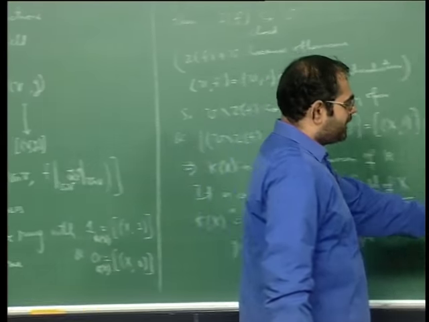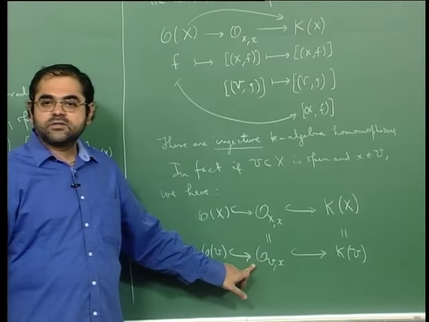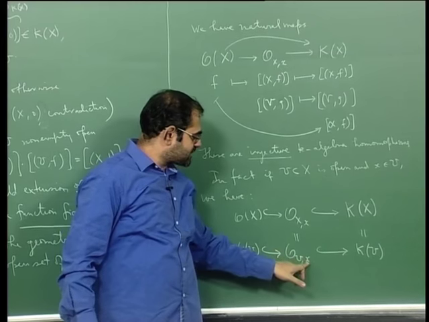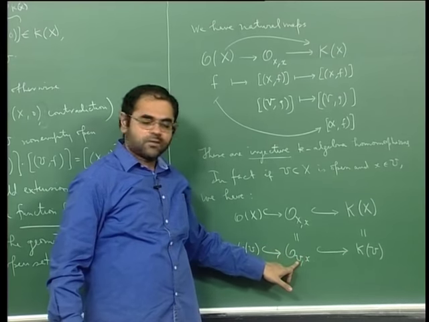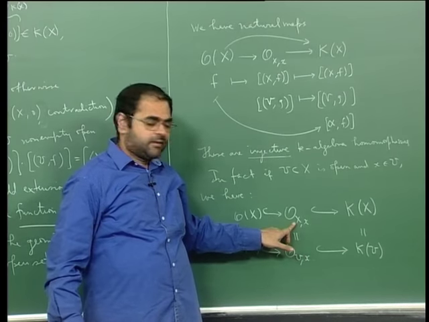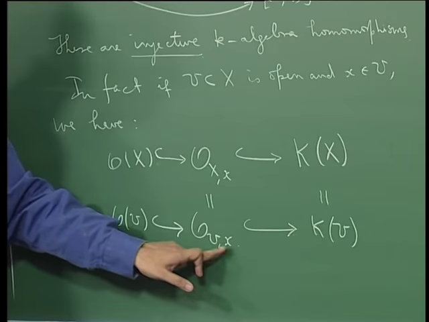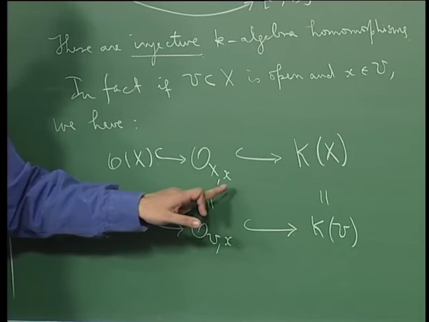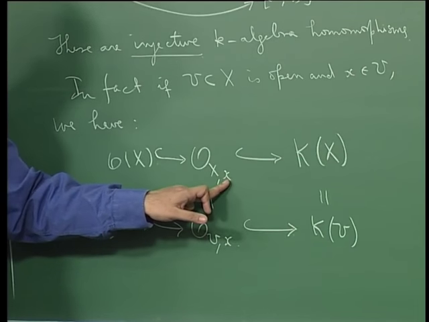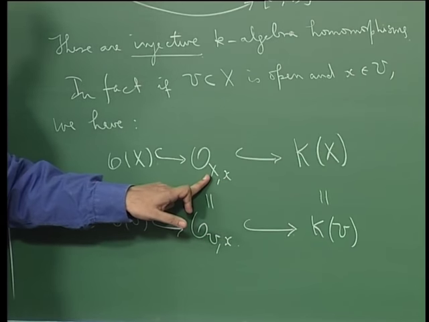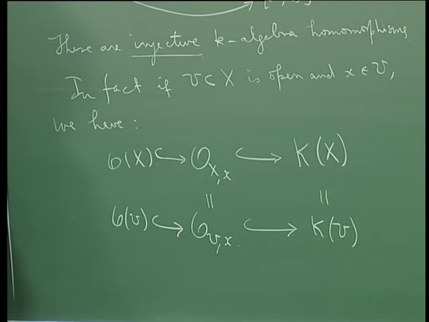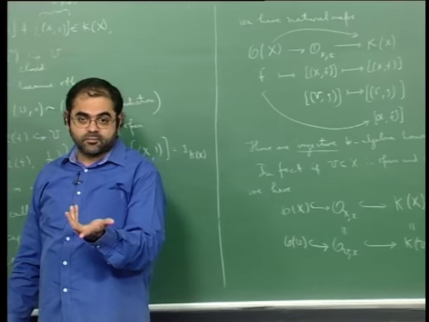Okay, and the local ring at a point also depends only on a neighborhood of the point. It doesn't depend on the ambient variety. So whether you are considering x as a point of the open set U of capital X and calculating the local ring of small x with respect to the variety U, or whether you are calculating this local ring of small x with respect to the bigger ambient variety capital X, you will get the same result. So the local ring also depends only on a neighborhood of the point.